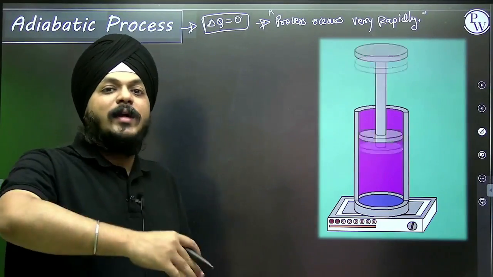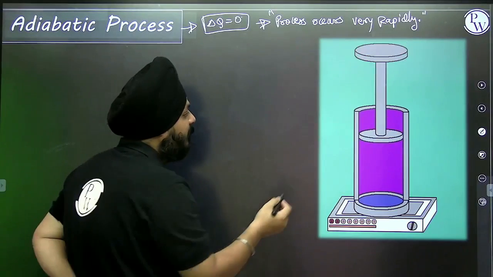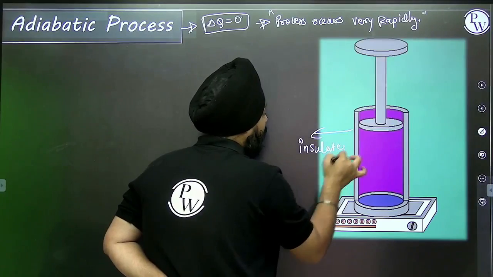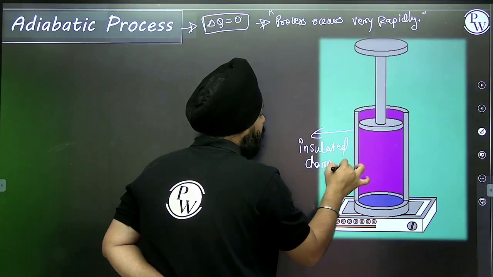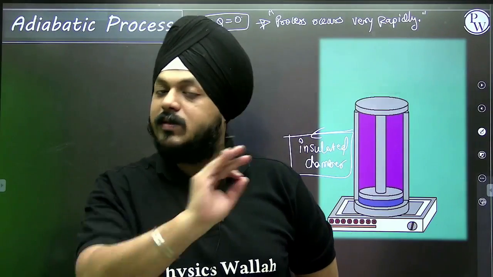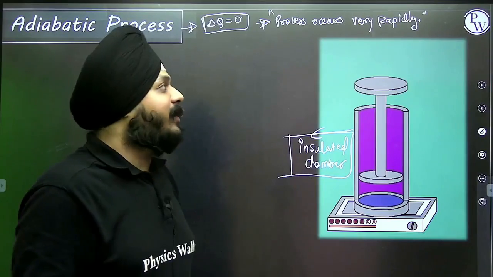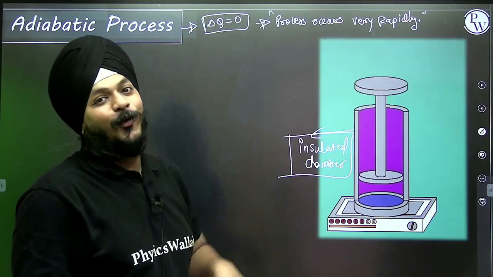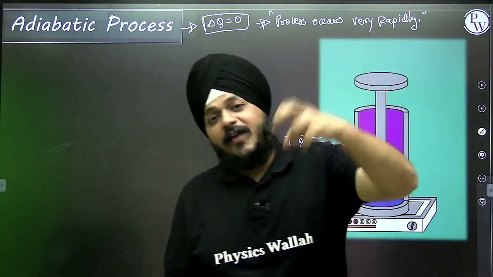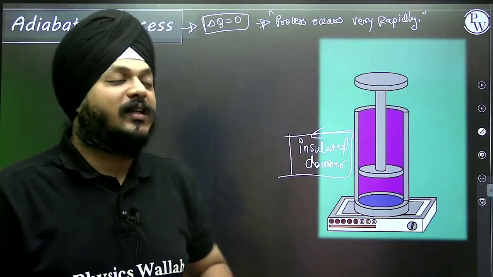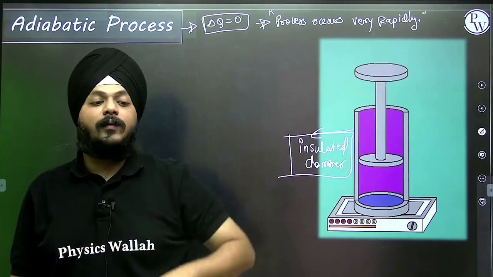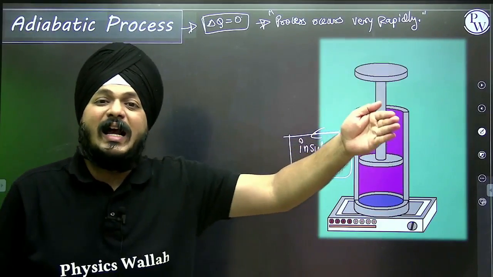Or in another sense, you can say, suppose this chamber is insulated. If I am saying this chamber is insulated, it means from the system no heat flow is going to happen. So in that case, why no heat flow? The reason behind it will actually define the adiabatic process. Why is there no heat flow? Because the process occurs very rapidly.